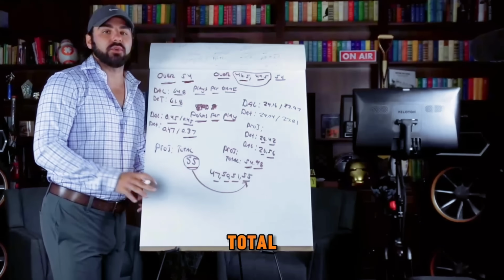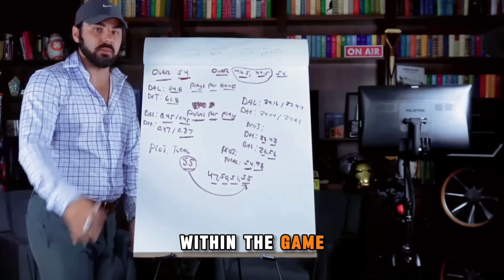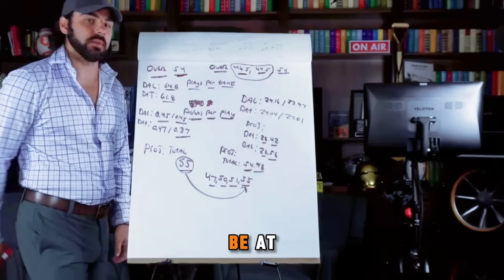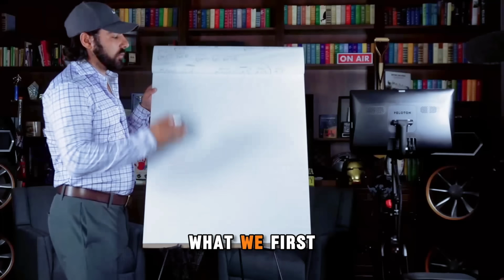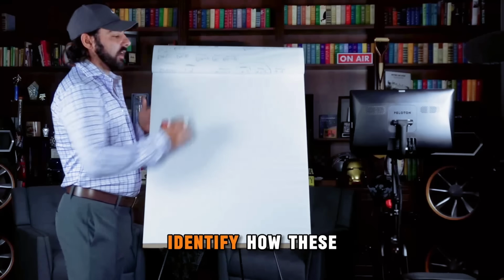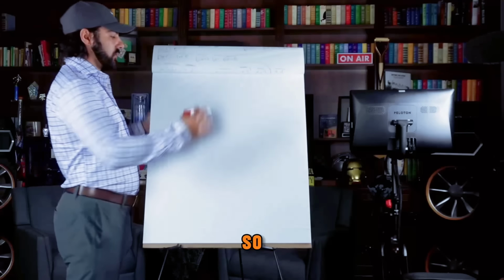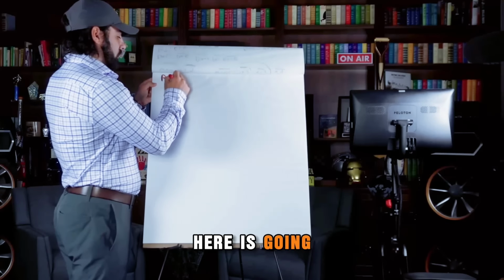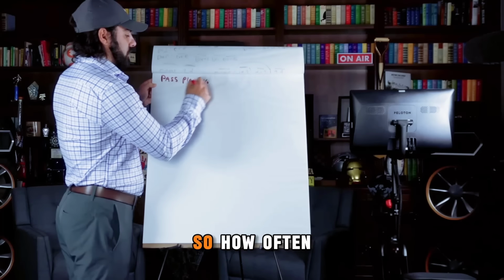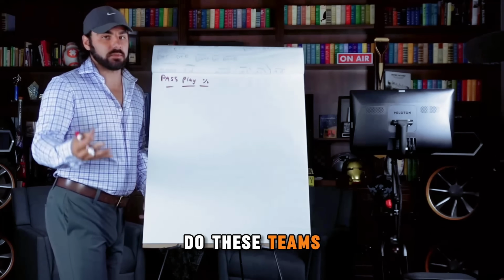Now that we broke down the total, let's break down the player props within the game and find where those best player props are going to be at. So to be able to define the player props, what we first want to do here is identify how these offenses play. So first thing we want to look at here is going to be pass play percentage. So how often do these teams pass the ball?